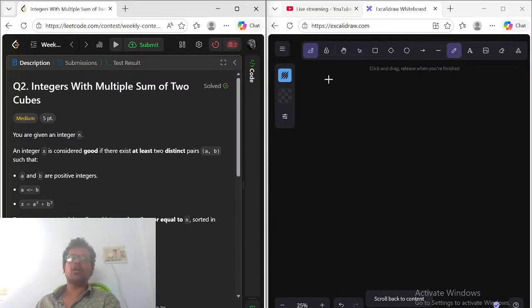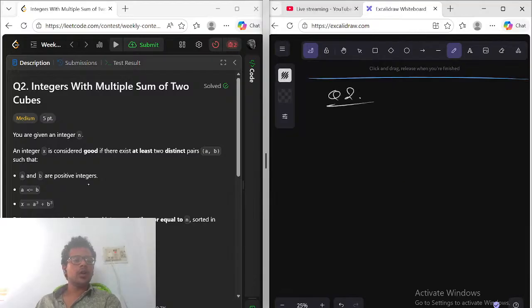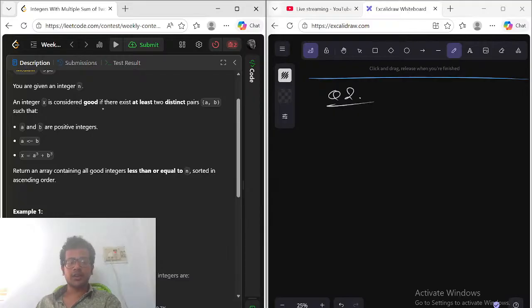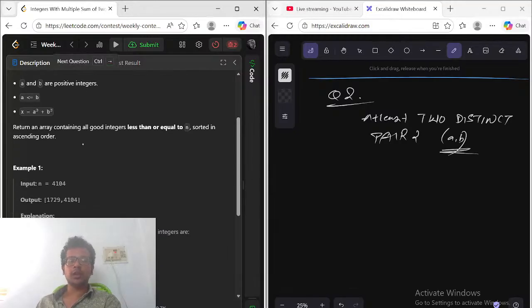Integers with multiple sum of 2 cubes. Let me tell you how we can solve this problem. You are given an integer n, and integer x is considered good if there exist at least two distinct pairs a comma b. This is the most important thing. Now a and b are positive integers, a is less than or equal to b, and x is equal to a cube plus b cube. Return an array containing all good integers less than or equal to n, sorted in ascending order.